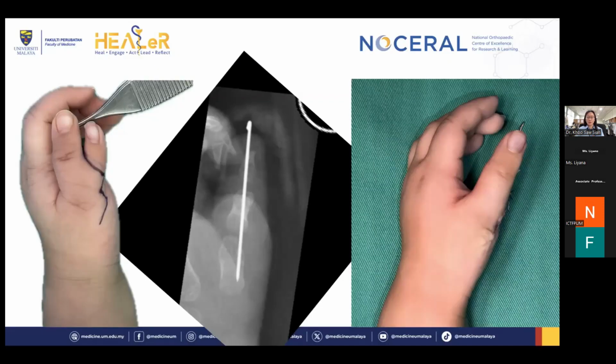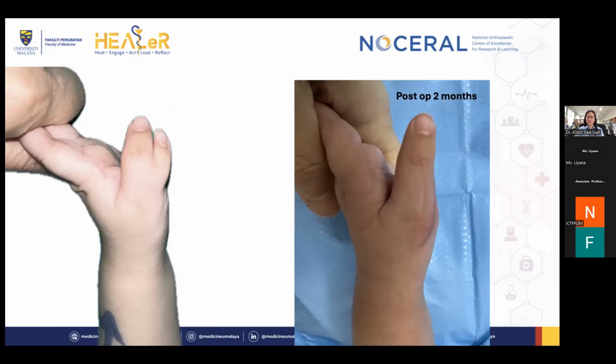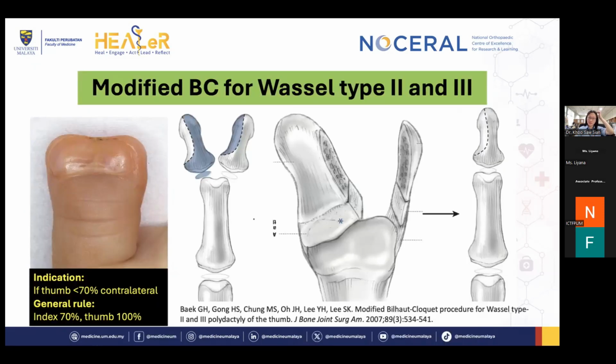If you understand the anatomy, then the result will usually be good. It's not just cutting off the thumb all the time. It depends on the types, and you have different types of procedures that might be warranted. Usually we would like to have a thumb that is at least 70% of the other side, so that it can provide good pinch strength. As a general rule, if both thumbs are abnormal, then you look at the index fingers. The thumb should be bigger than the index finger.